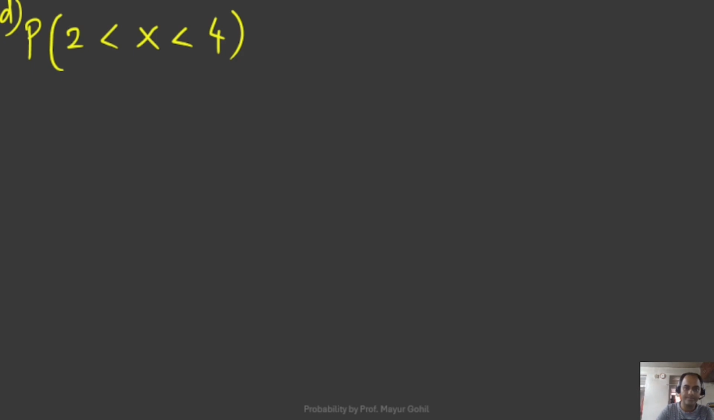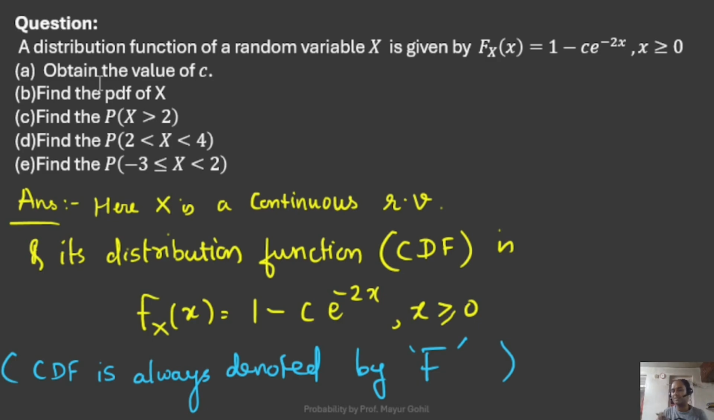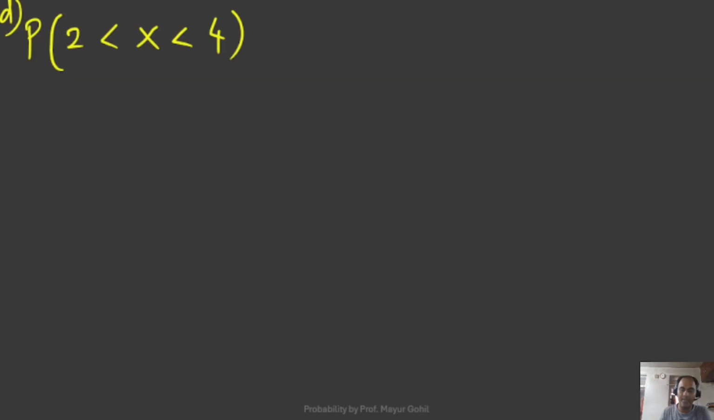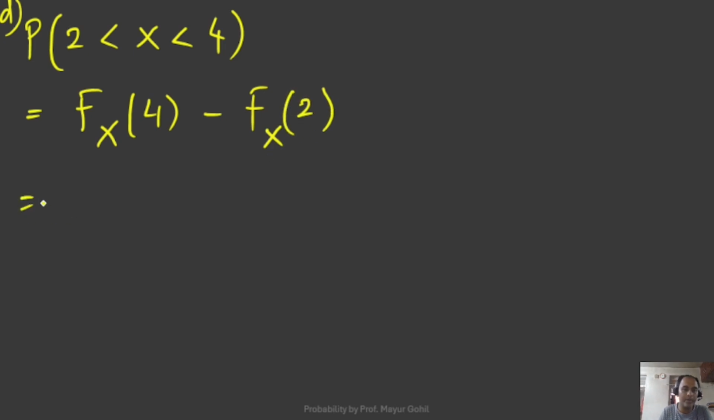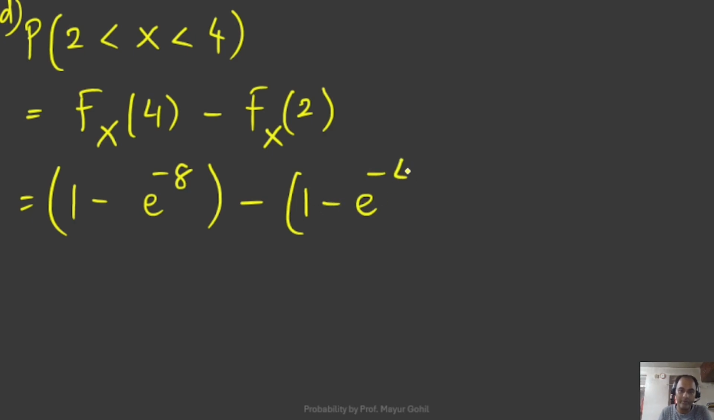Whether the interval is a closed interval or an open interval, it won't be a difficulty as long as the values are finite. Otherwise we need to handle it in a different way. But here this is as good as the CDF evaluated at 4 minus the CDF evaluated at 2. So it is 1 minus e raised to minus 8 minus 1 minus e raised to minus 4.